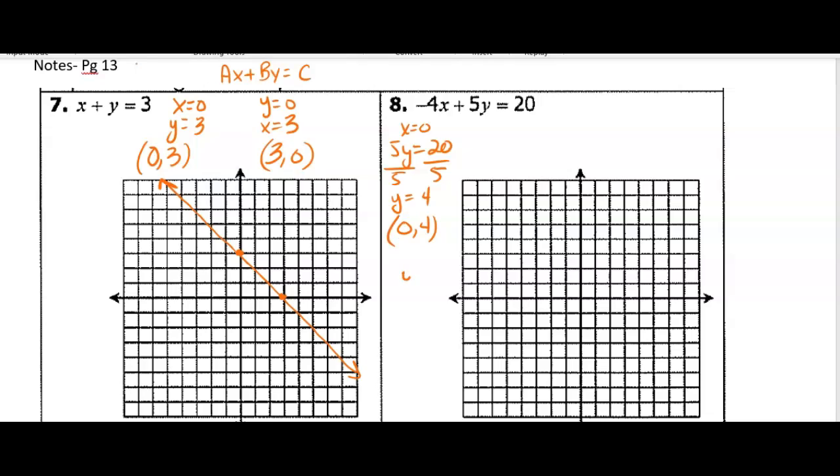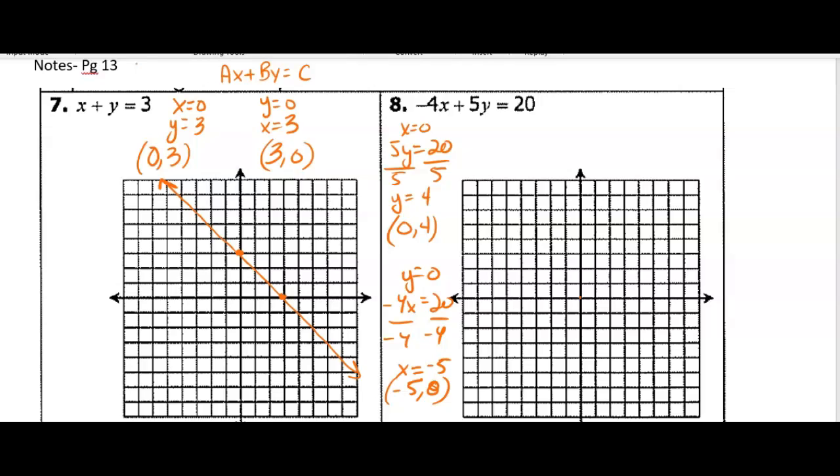And then I let y equal 0, so when y equals 0, what is left? Negative 4x equals 20. Divide by negative 4. And x equals negative 5, so I have negative 5, comma, 0. If you do this, and you don't have a 0 on the left in one and a 0 on the right in the other, you mess something up.